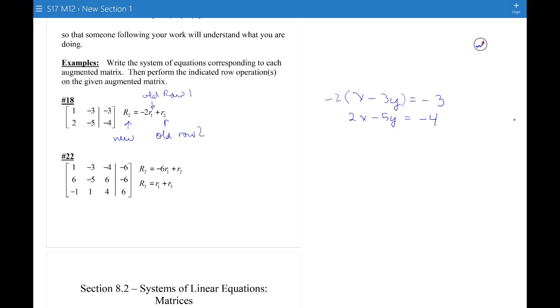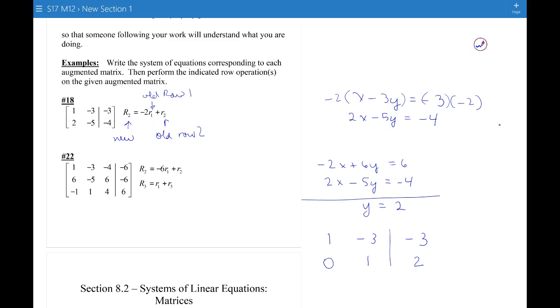So we take negative 2 times row 1, get negative 2x plus 6y equals 6. Add 2x minus 5y equals negative 4. And hopefully you're seeing why you would do this. And you'll get y equals 2. So now your matrix looks like 1, negative 3, negative 3, 0 x's, 1 y, and 2 in row 2. But if you're remembering that you can read this back as an equation, you can see that y equals 2 by just working in the matrix.